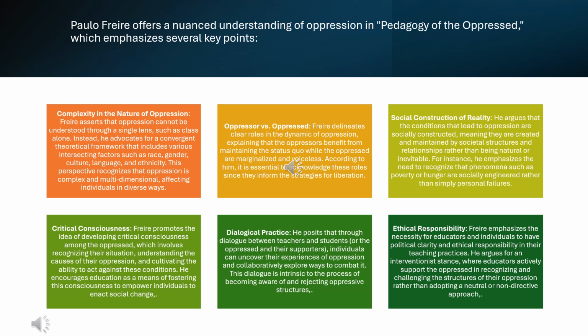So instead, he advocates for a convergent theoretical framework that includes various intersecting factors such as race, gender, culture, language, and ethnicity. This perspective recognizes that oppression is complex and multi-dimensional, and it affects individuals in diverse ways.